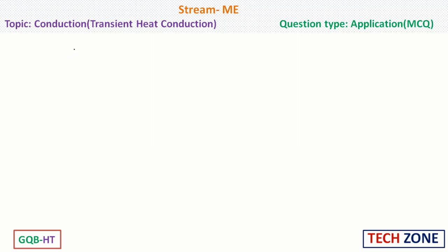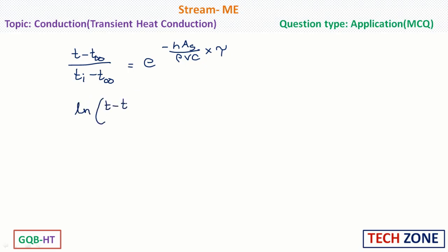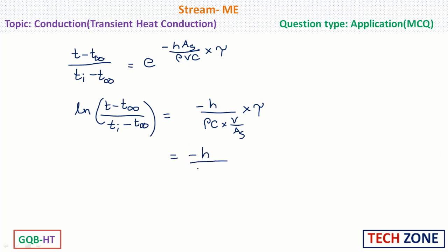For that we know that (T minus T infinity) by (Ti minus T infinity) is equal to e power minus hAs by rho V c into tau. So this can be written as ln of (T minus T infinity) by (Ti minus T infinity) equal to minus h by rho C into volume by surface area multiplied by time tau. This volume by surface area is nothing but the characteristic length LC.